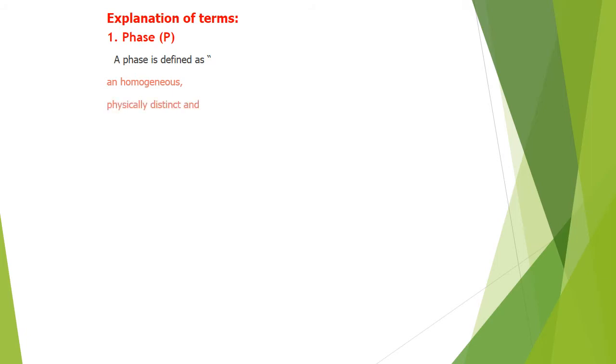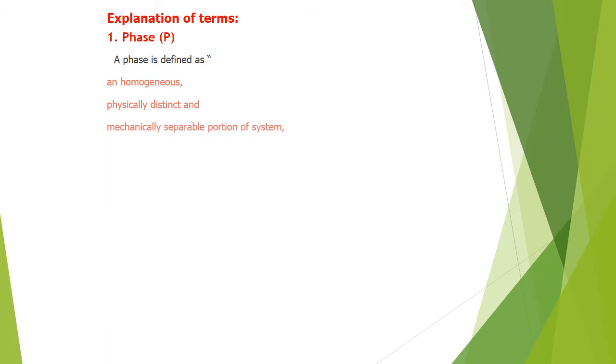Physically distinct. In that water, I put some ice cubes, say. The ice cube is a different phase, right? And water is a different phase. So I can physically distinguish them. Liquid I can distinguish from solid, and that I can distinguish from vapor. So a phase is something which is homogeneous, physically distinct, mechanically separable portion of the system.